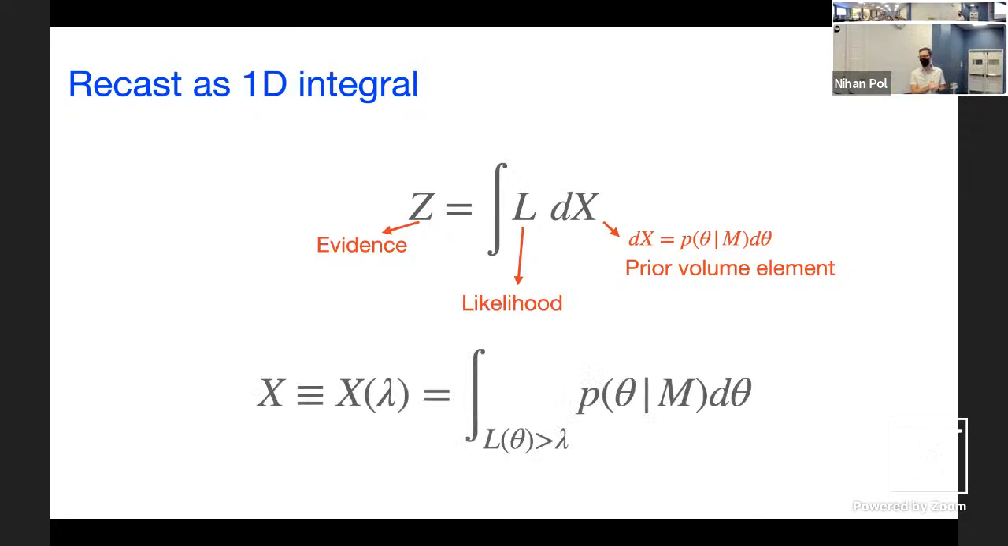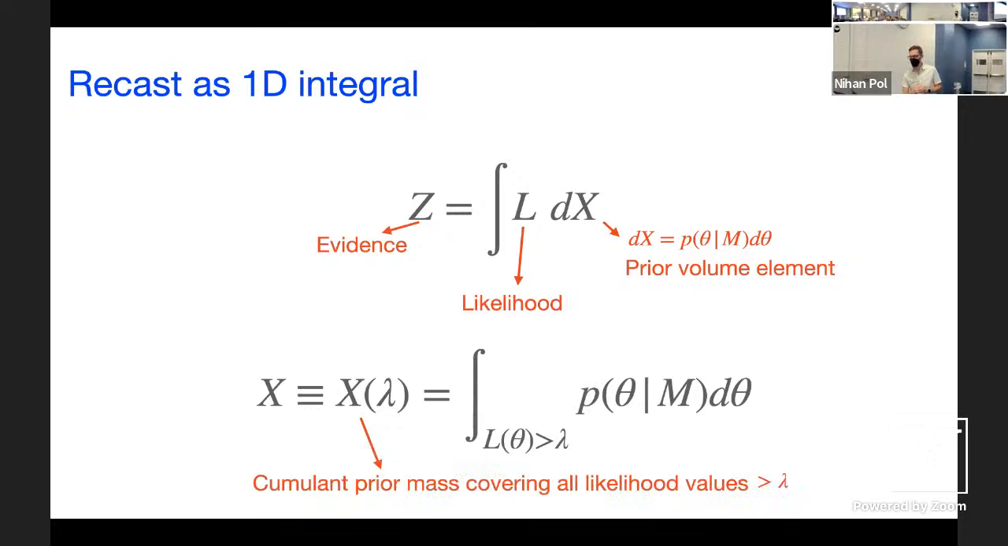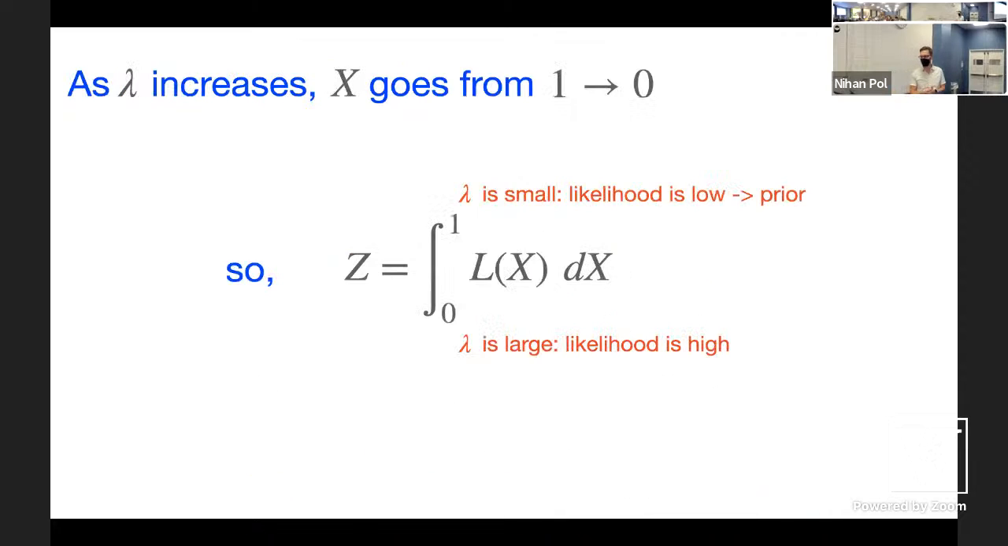So this x is the accumulated amount of prior volume for likelihoods greater than some value lambda. I think I wrote that out. Yeah. So you could think of it as the fraction of the total prior volume or prior mass that covers the region in parameter space where the likelihood values are greater than some value lambda. Okay, and that means that the bounds in this integral are from 0 to 1, because you're either covering no prior volume or all of the prior volume. So not only is this a one-dimensional integral, but it's a one-dimensional integral with really simple bounds of integration. So this should be no problem.